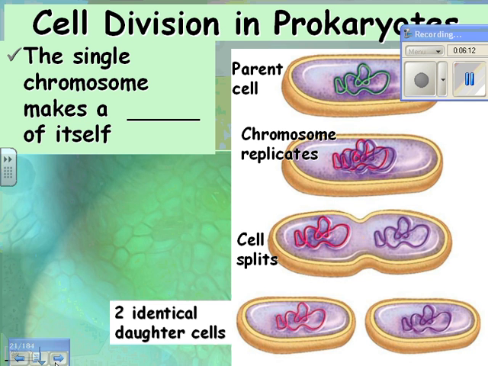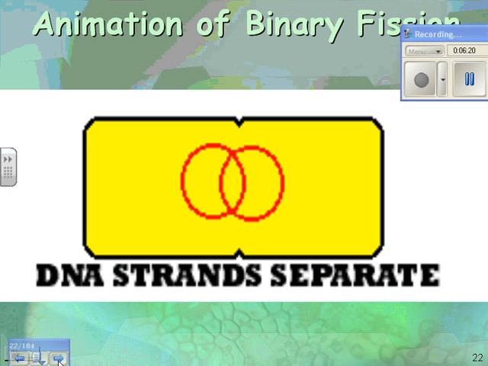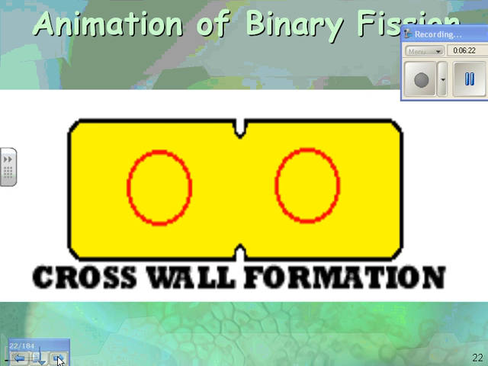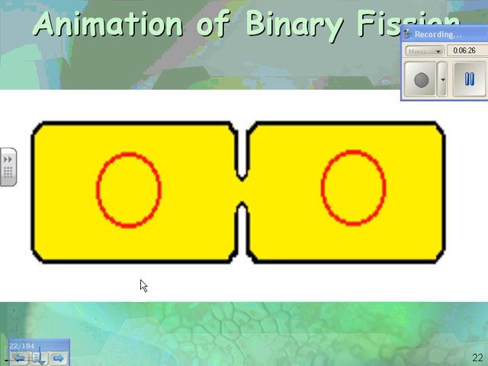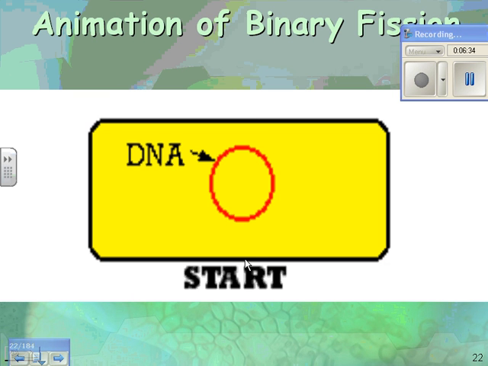The single chromosome makes a copy of itself. The cell wall forms between the chromosomes dividing the cell, and a cell membrane too. So anyway, here's an animation of it, and hopefully this will come up in the video pretty well. So hopefully we'll start again from the beginning here in a second. So you start out really, oh, there you go.